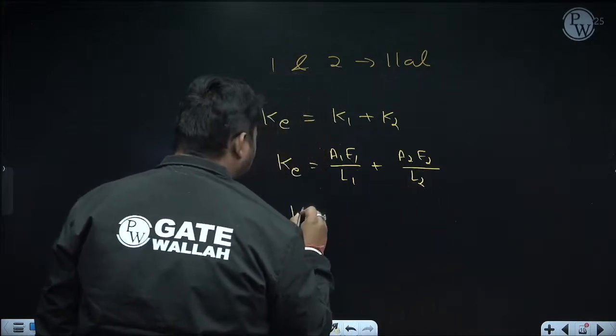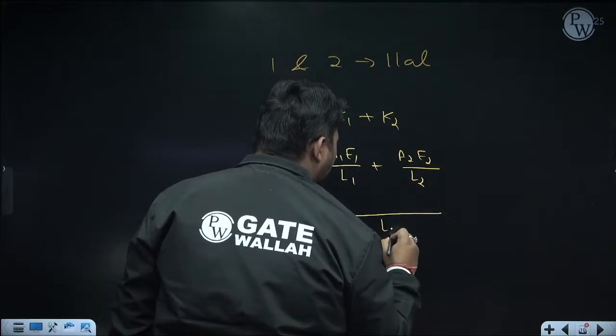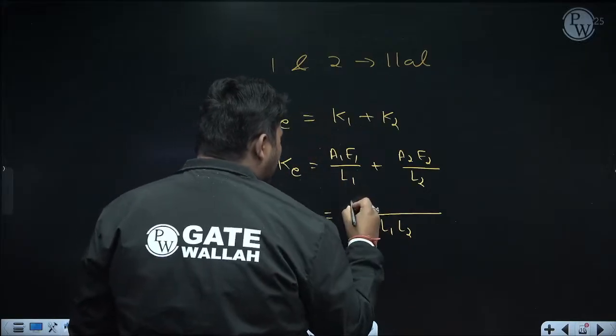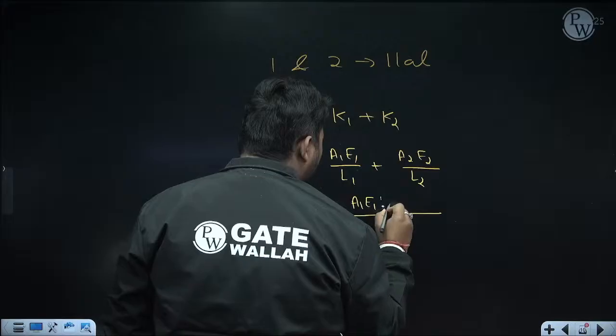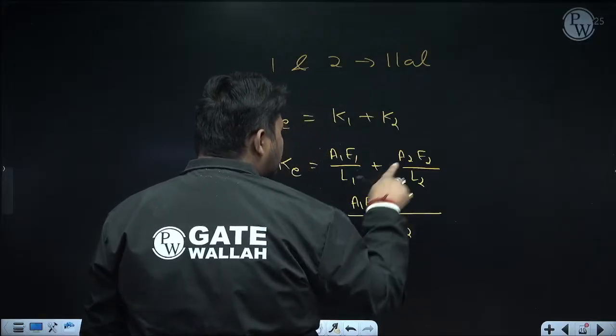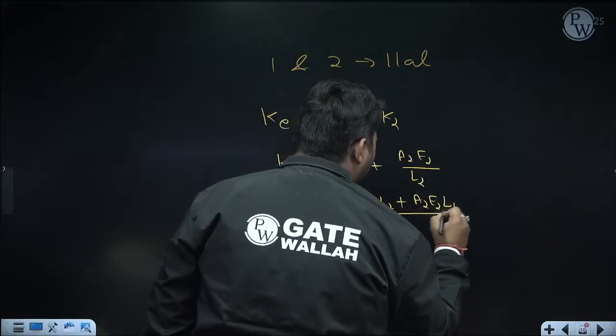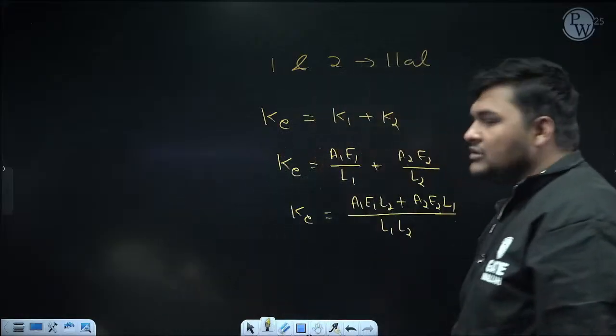So the LCM is L1 L2. L1 gets cancelled, here L2 will remain. So it will be L2 into A1 E1, plus here L2 gets cancelled, so L1 will multiply with this. So it will be A2 E2. So this is K equivalent.